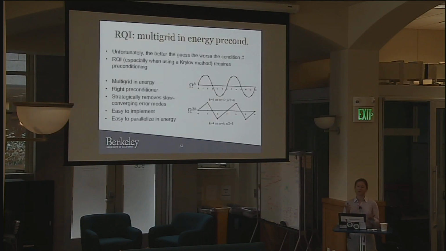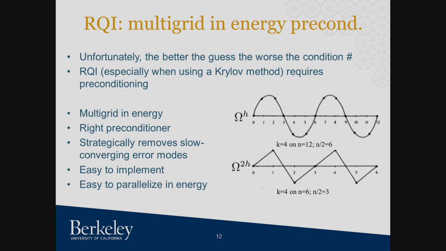However, you may have thought about this: if your guess is really good, then the condition number of your matrix gets really bad. So you need a preconditioner. So we wrote a preconditioner too. Rayleigh quotient iteration typically requires a preconditioner. And fortunately, we have this new energy parallelization. So we wrote a multigrid-in-energy preconditioner. And why is that fortunate?